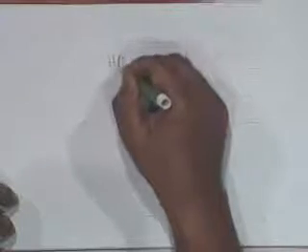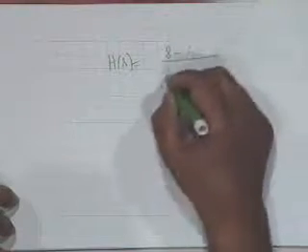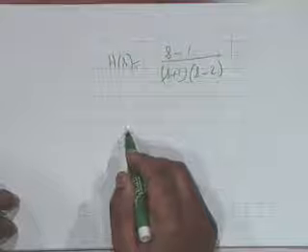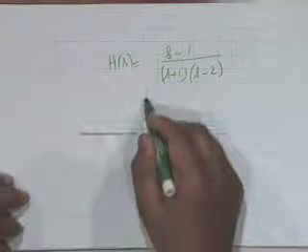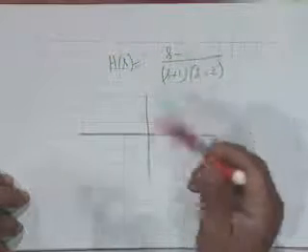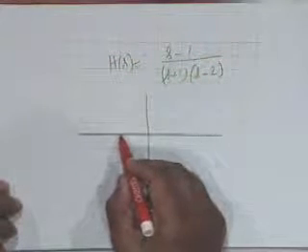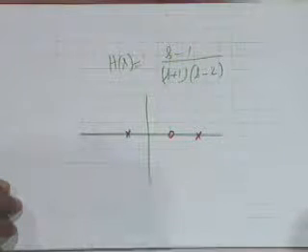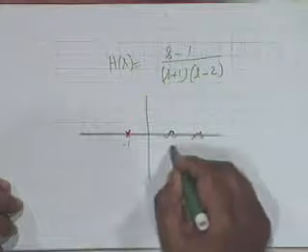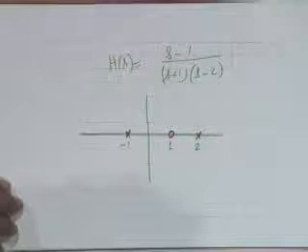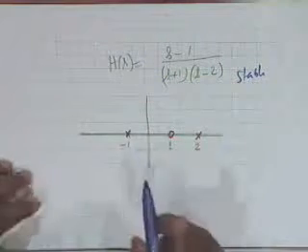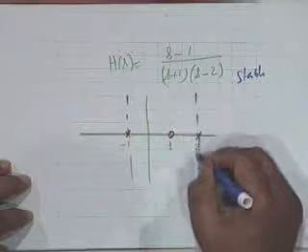Let us take the other situation, H of s equal to s minus 1 divided by s plus 1, s minus 2, and we demand that the system be stable. That is, we know that the system is stable. The ROC, what is the ROC then? S equal to 1 is a 0, S equal to 2 is a pole, and S equal to minus 1 is a pole. Minus 1, 1 and 2. What shall be the ROC? System is stable, and therefore it must contain the j omega axis, so it must be between this.